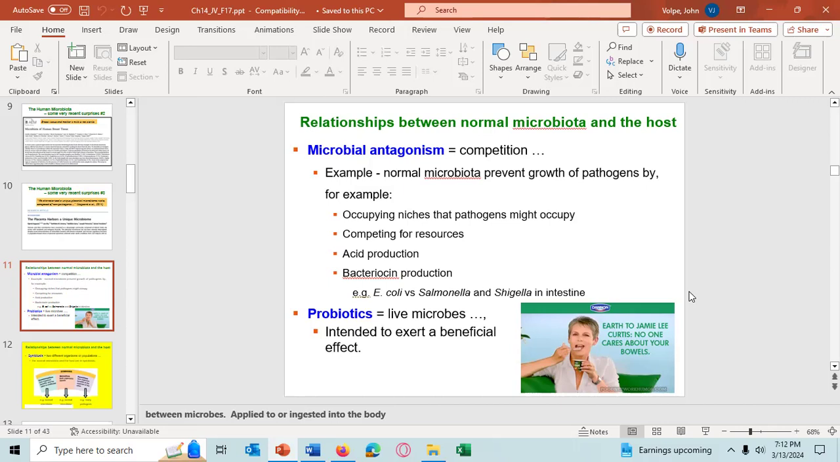And then normal microbes can also produce a bacteriocin. This is a protein that acts similar to an antibiotic. The only difference is it's more narrow in its spectrum of action. For the bacteriocin being produced by E. coli, it will only inhibit the growth of Salmonella and Shigella. It would not inhibit the growth of other microbes in the gut, such as Enterococcus faecalis. It would not inhibit that one.